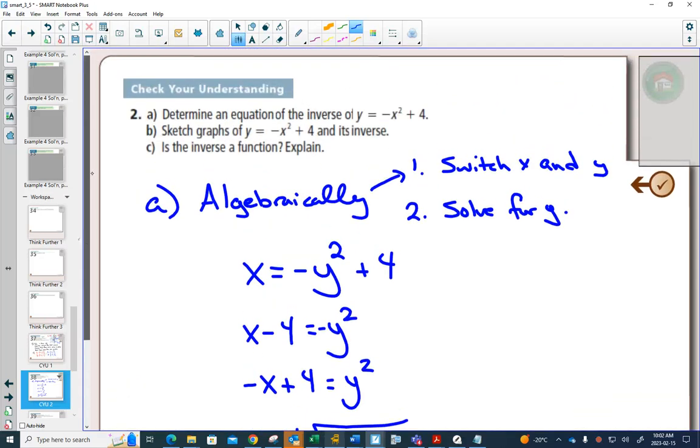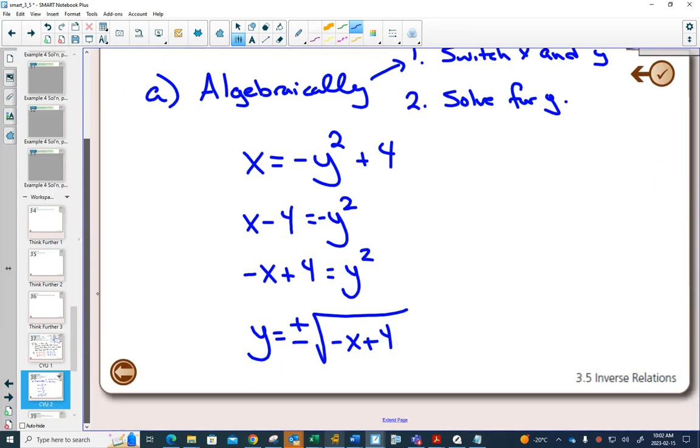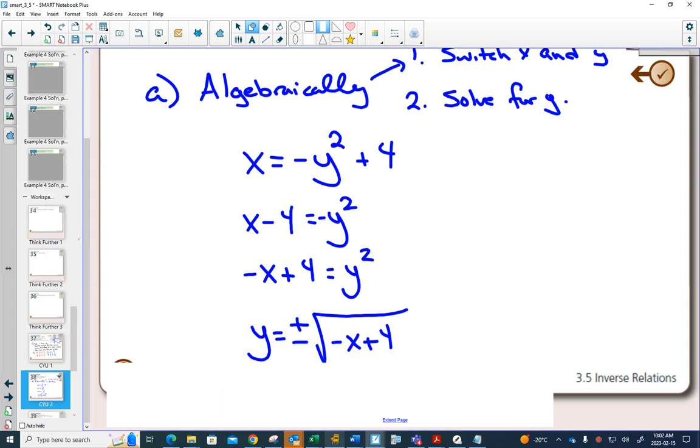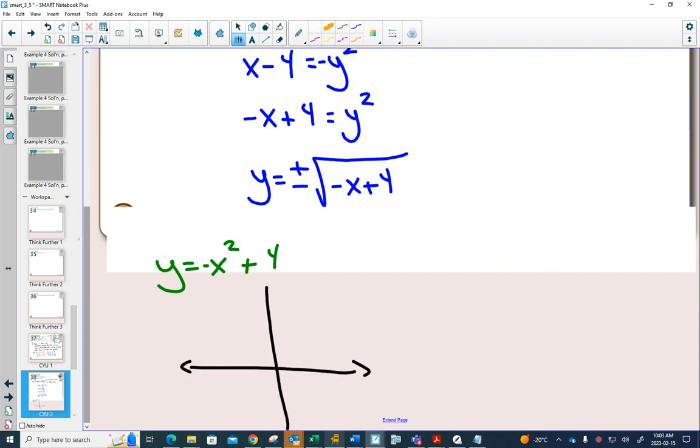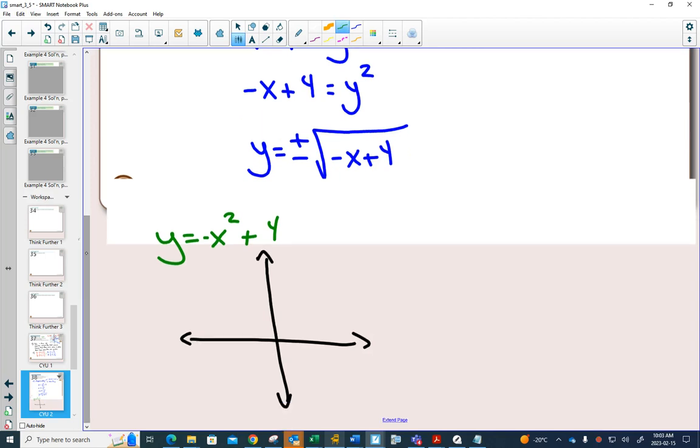Part B says sketch the graphs of both of them. So this is where we're going to use some of our skills from earlier on in transformations to do this. I am going to graph the original one in green. So the original one was negative x squared plus 4. And negative x squared plus 4, can you see that this has a vertical reflection and a translation 4 units up? Everything is outside of the function.